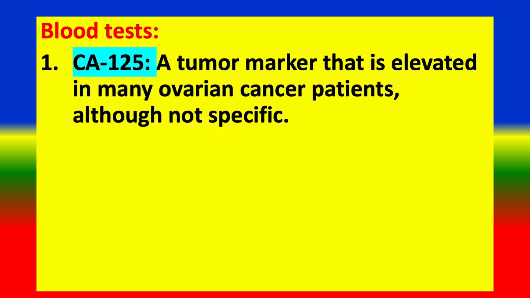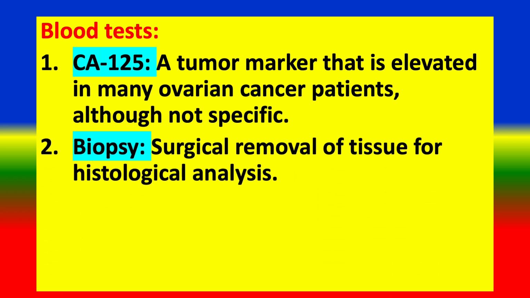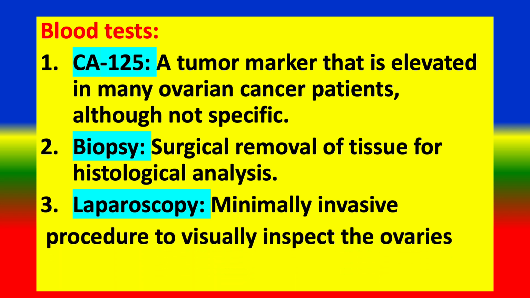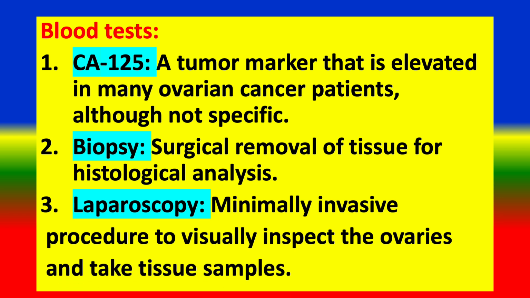3. Blood test. CA-125, a tumor marker that is elevated in many ovarian cancer patients, although not specific. 4. Biopsy, surgical removal of tissue for histological analysis. 5. Laparoscopy, a minimally invasive procedure to visually inspect the ovaries and take tissue samples.